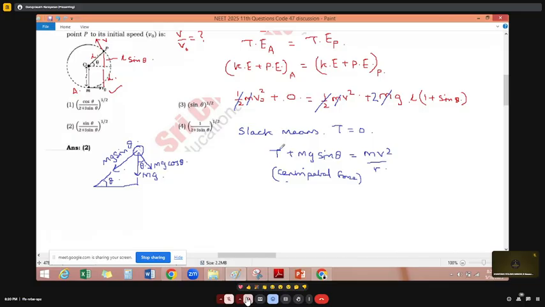Tension is 0, so this goes away. So what is left is m cancels, g sin theta is equal to v squared by radius, and the radius is L. So that means v squared is equal to gL sin theta.